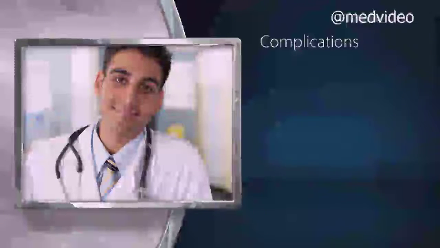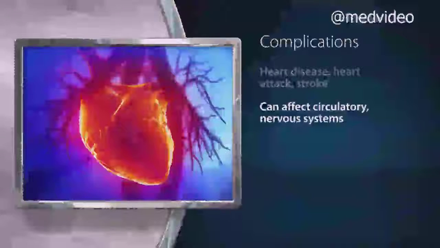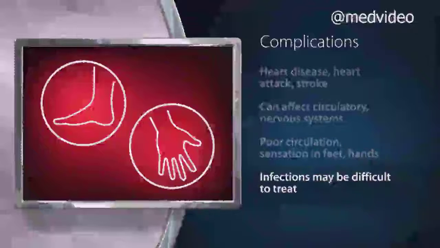If not managed properly, diabetes can cause serious problems. It raises the risk of heart disease, heart attack, and stroke. It can affect the circulatory and nervous systems. It can cause poor circulation and poor sensation in the feet and hands. Infections in the extremities may be difficult to treat.